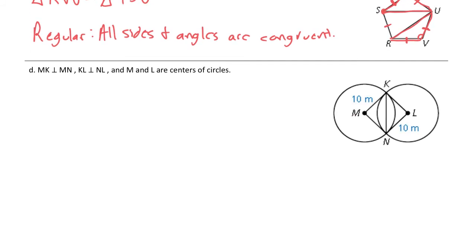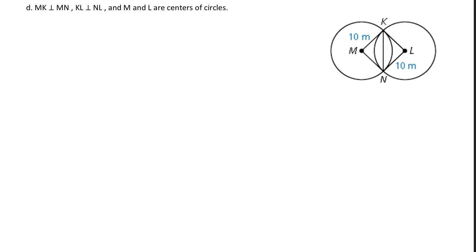Okay? And then the last one. Last one's a little tricky. MK is perpendicular to MN. So I'm going to mark that right away. MK and MN. That means that this is a right angle. KL and NL are perpendicular. That is a right angle. And then what I can say now is that LK is 10, MN is 10 because those are each a radius. So it's kind of hard to see.